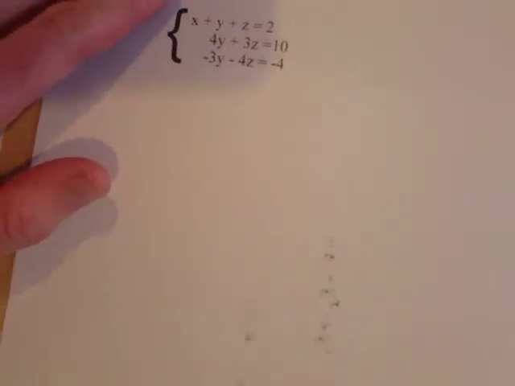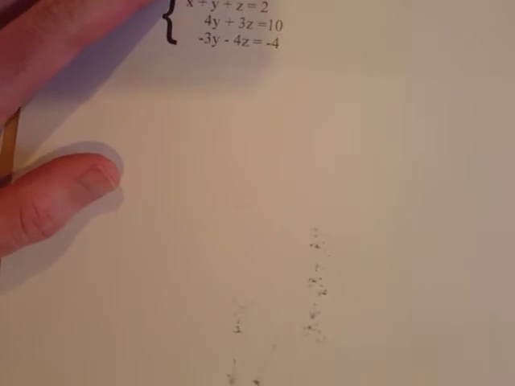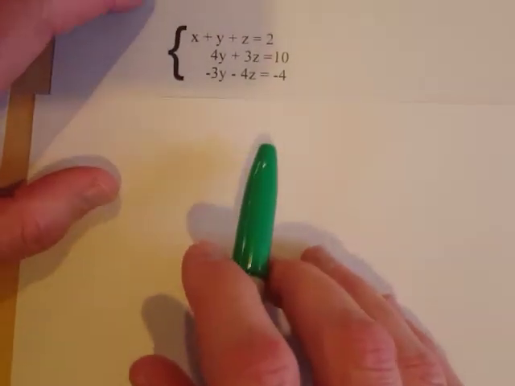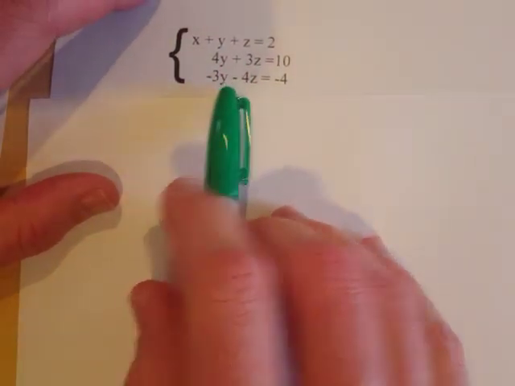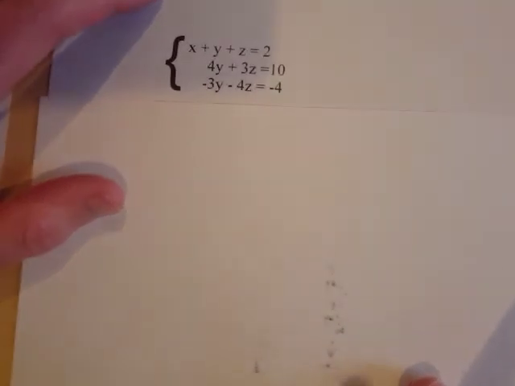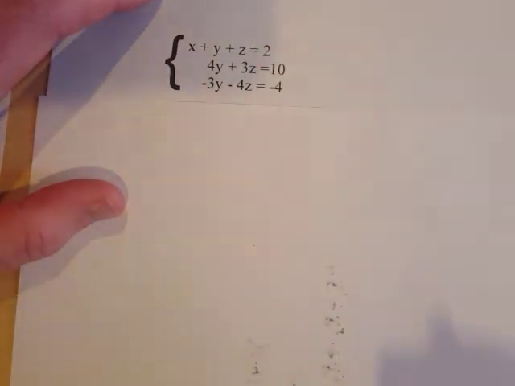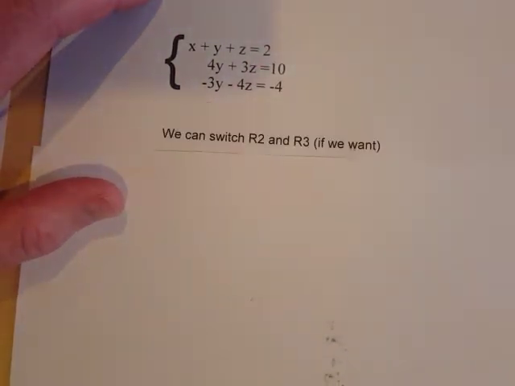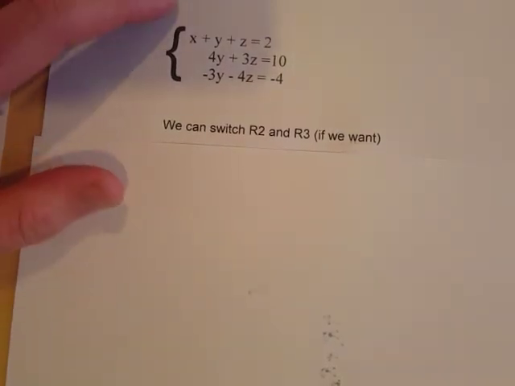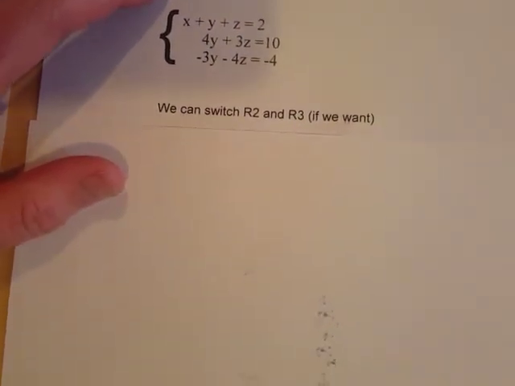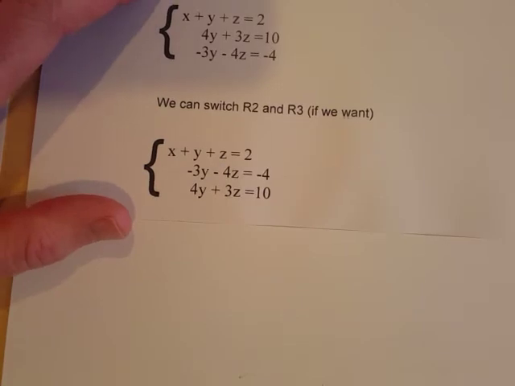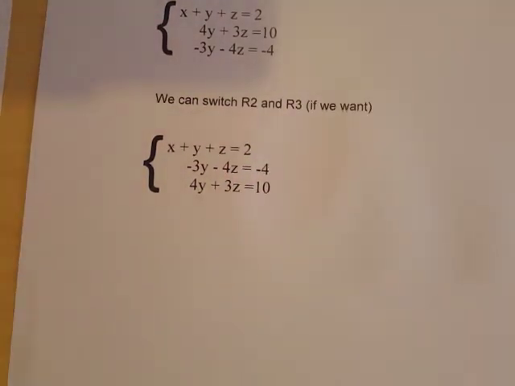This is kind of an optional step, but I just want to show you that this is okay to do at this point. We've got this system. I can, at any point that I want to, flip the rows. Now, it's not entirely necessary in this case, but I'm going to just switch R2 and R3 to show you that it's okay. If we do that, you'll notice I've just flipped the two around, and that's one possible step.